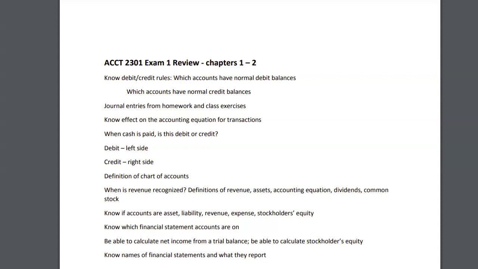You need to know the names of the financial statements and what they report, as covered above. You need to know that the income statement and statement of retained earnings are for a period of time. So for example, for the year end, it's going to show the revenue and expenses, retained earnings for that period of time. A balance sheet is for a point in time. It's going to have one date and it's showing the balances on that date.